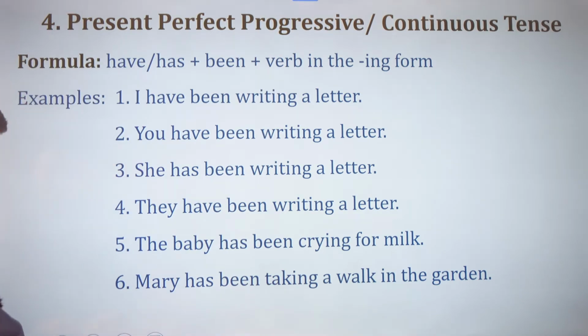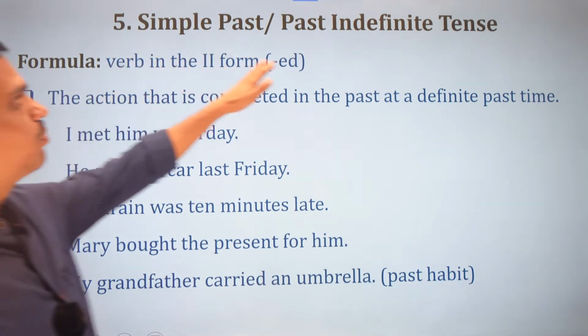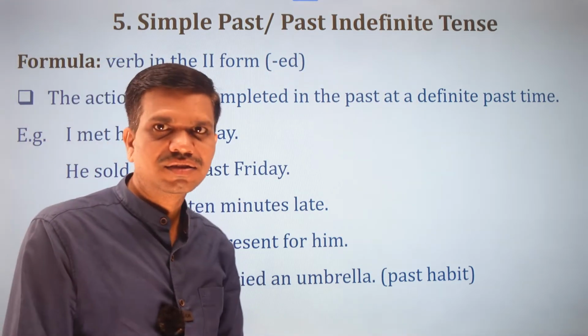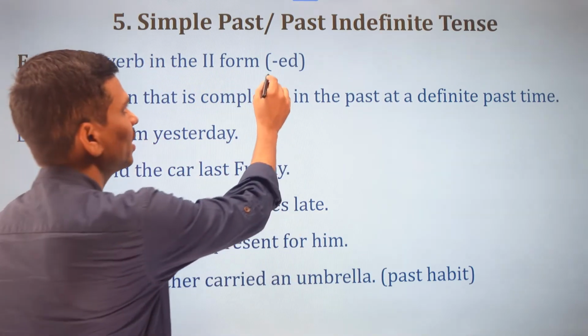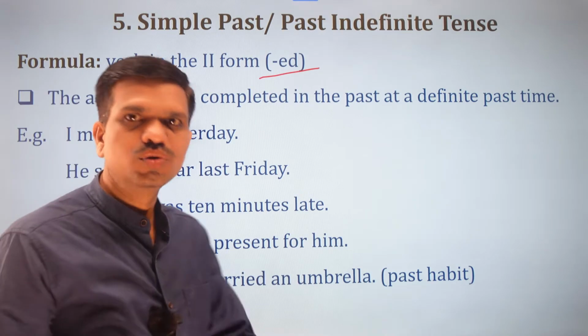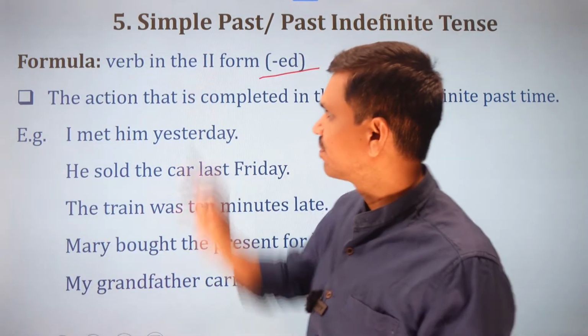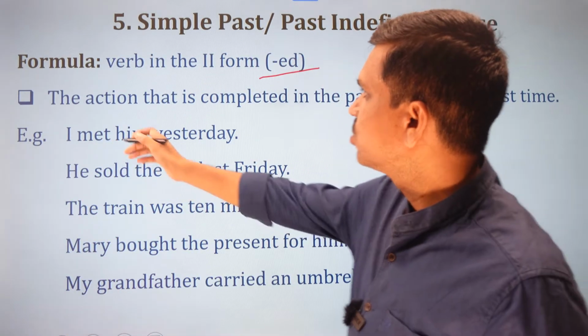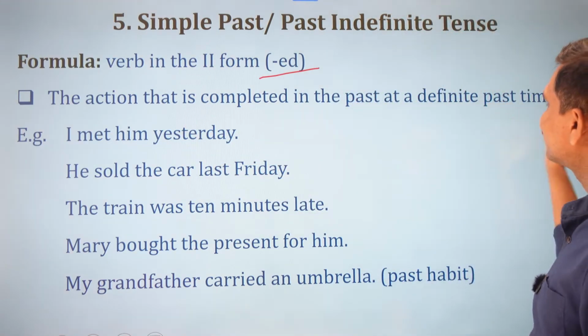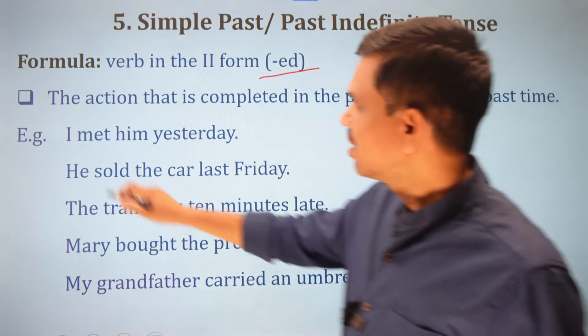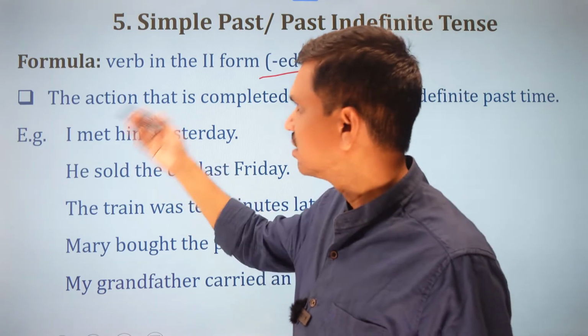Now next tense here, simple past or past indefinite tense. It's very simple. Verb in the second form, or you see that ed suffix is used to form the second form of a base verb. Now it is used for the action that is completed in the past at a definite past time. For example, I met him yesterday. It is in the past.